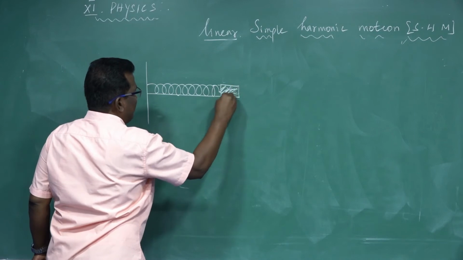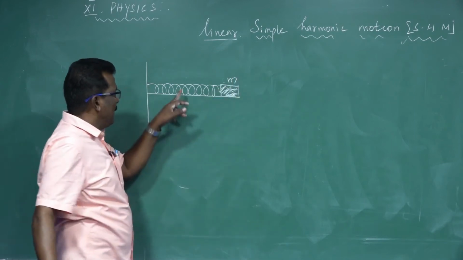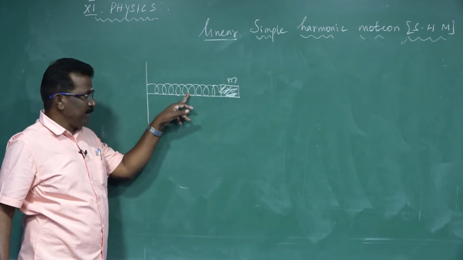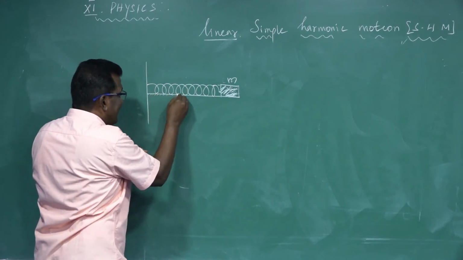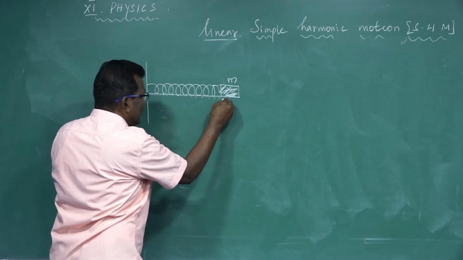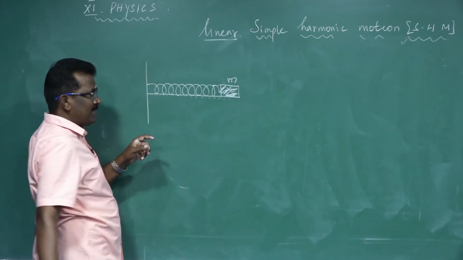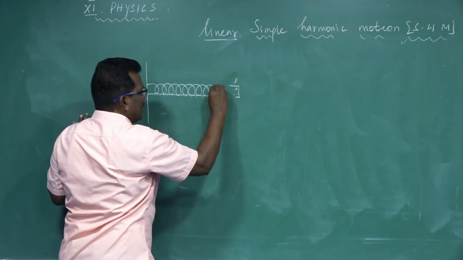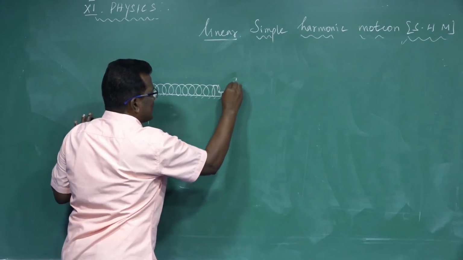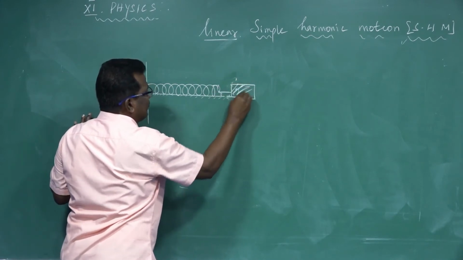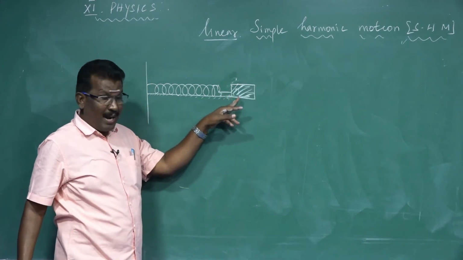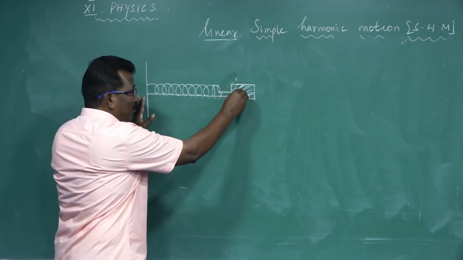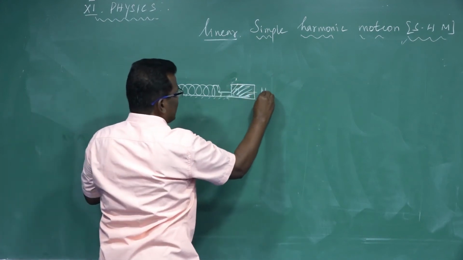With mass m. The massless spring is placed on a frictionless surface and supports the mass. Now the body is at the mean position. This is the mean position.